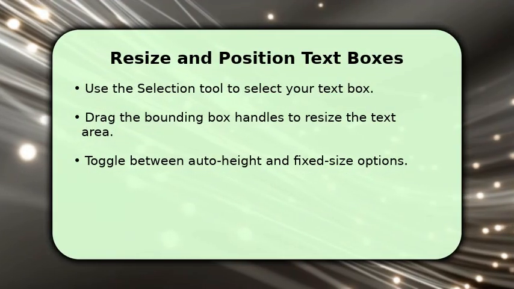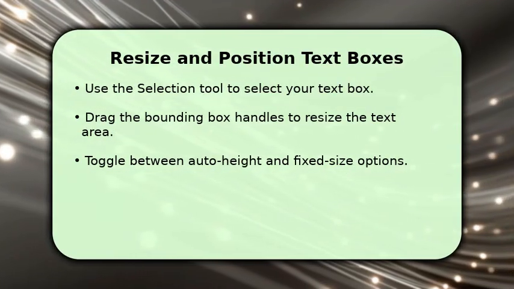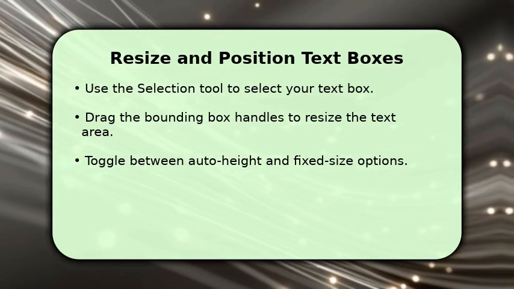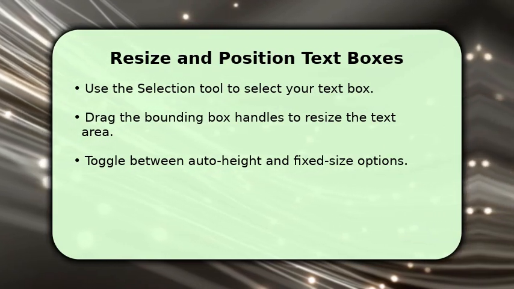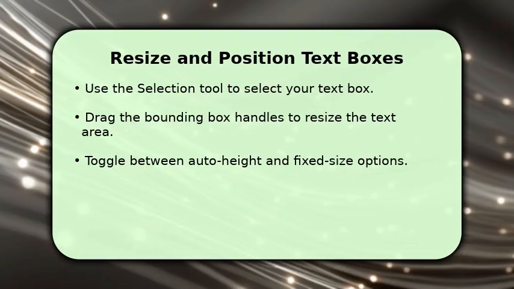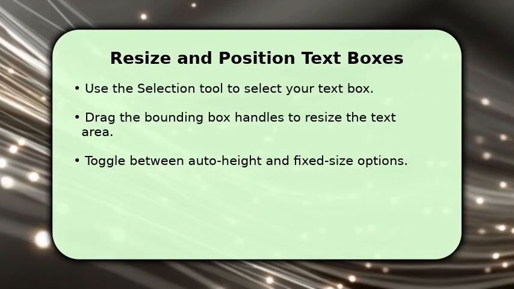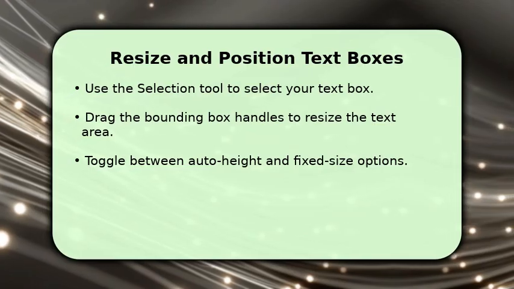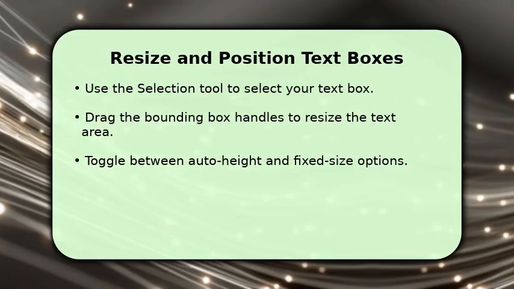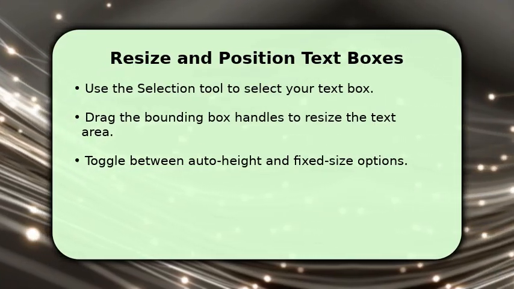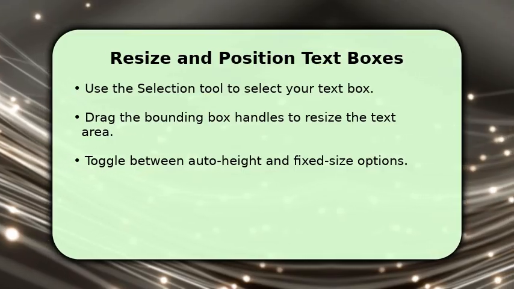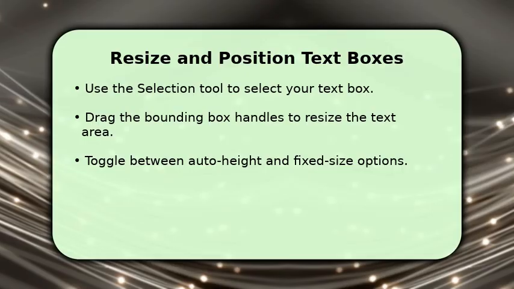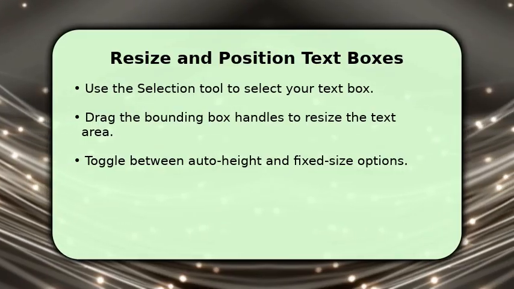After adding your text, you'll often need to adjust its size and position. Select the text box using the selection tool, which is the black arrow icon. You can then drag any of the 8 handles around the bounding box to resize it. Adobe XD offers flexibility with text boxes. You can switch between an auto height setting, where the box expands with your text, and a fixed size option for precise layout control. This ensures your text fits perfectly.